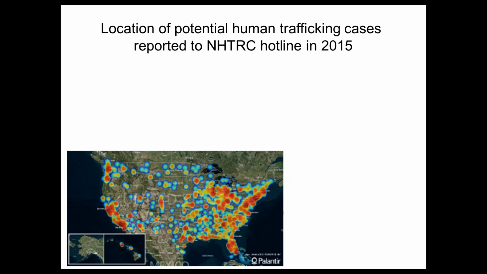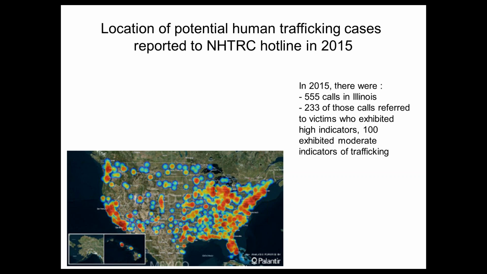This is a heat map from the National Human Trafficking Resource Center showing the hotspots for calls to the trafficking hotline. The trafficking hotline was established in 2007, and the darker areas show where more calls were received compared to other places. In 2015, there were 555 calls in Illinois. 233 of those calls referred to victims who exhibited high indicators, and 100 exhibited moderate indicators of trafficking.